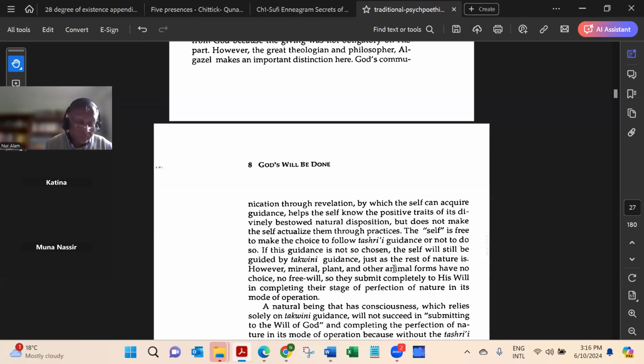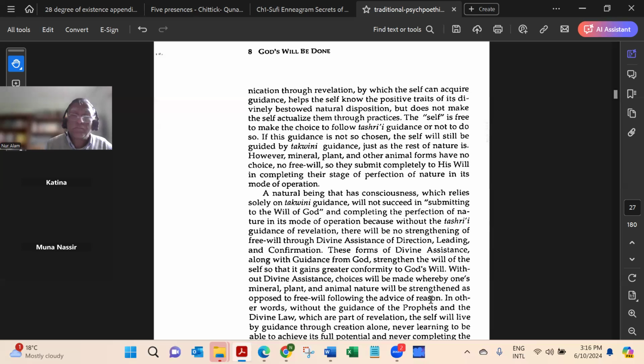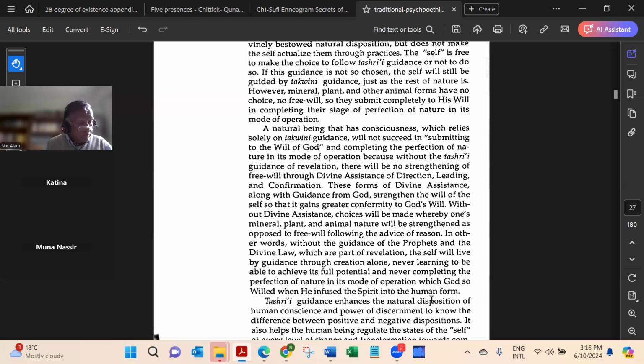If this guidance is not so chosen, the self will still be guided by takwini guidance, just as the rest of nature is. However, mineral, plant, and other animal forms have no choice, no free will, so they submit completely to his will in completing their stage of perfection of nature in its mode of operation. A natural being that has consciousness which relies solely on takwini guidance will not succeed in submitting to the will of God and completing the perfection of nature in its mode of operation, because without the tashri'i guidance of revelation, there will be no strengthening of free will through divine assistance of direction, leading, and confirmation. These forms of divine assistance, along with guidance from God, strengthen the will of the self so that it gains greater conformity to God's will.